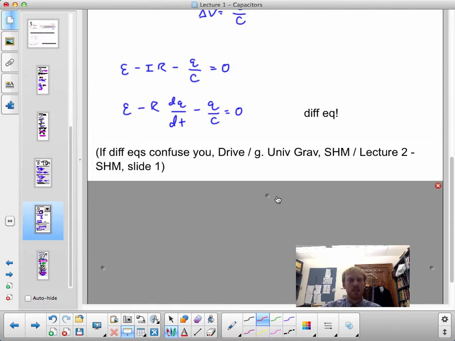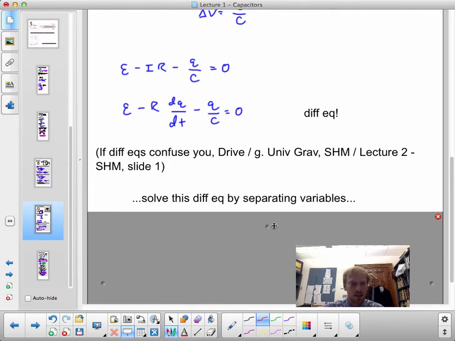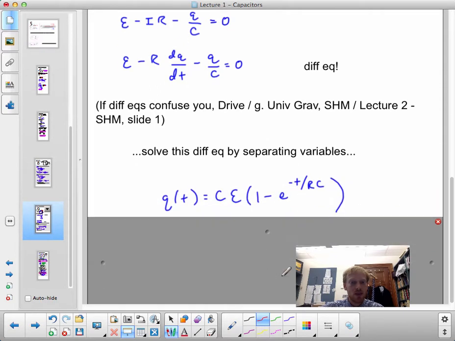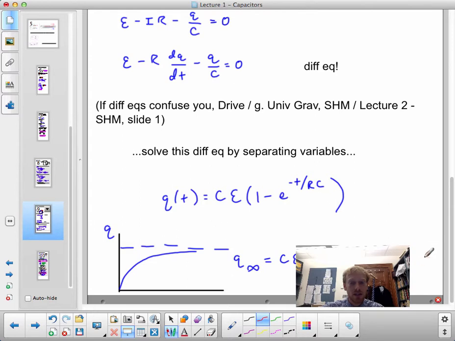By the way, if you find differential equations in general confusing, check out this slide from the simple harmonic motion lecture. But hopefully your math class has familiarized you with differential equations, which are very important in physics. We'll solve this by separating variables, and boom, that is the solution. I ask as part of your homework for you to generate that solution.